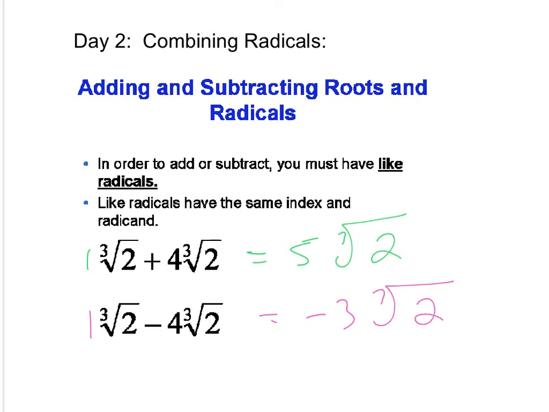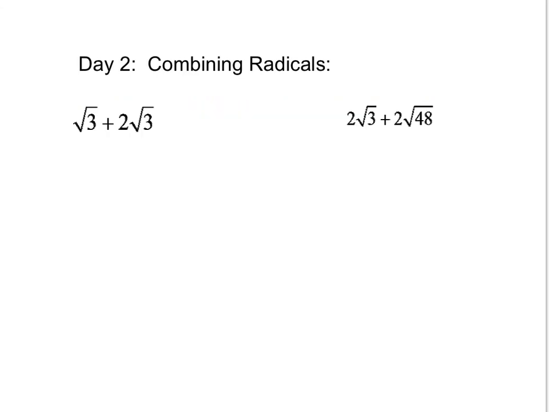It would be just like doing 1x, or x, minus 4x is negative 3x, right? 1 puppy, take away 4 puppies is negative 3 puppies. It doesn't matter what kind of puppy we're dealing with. So, let's combine some radicals here.